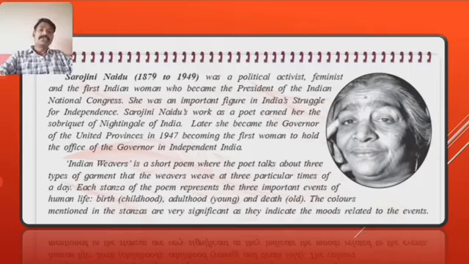Indian Weaver is a short poem where the poet talks about the three different types of garment that the weaver wears at three particular times of the day. Each stanza of the poem represents three important events of human life, that is birth, adulthood and death. The colors mentioned in the stanzas are very significant as they indicate the mood related to the events.